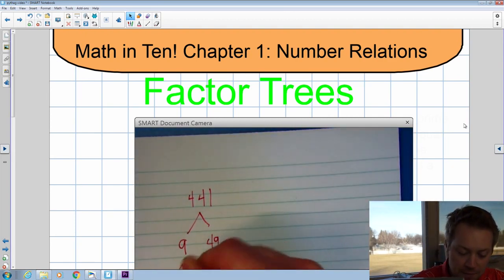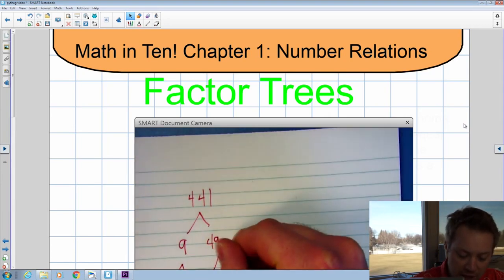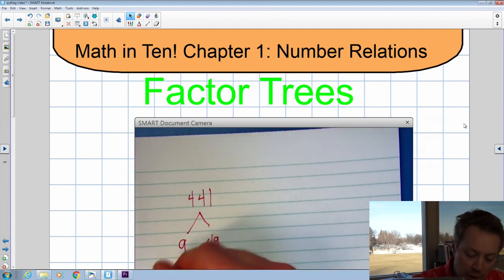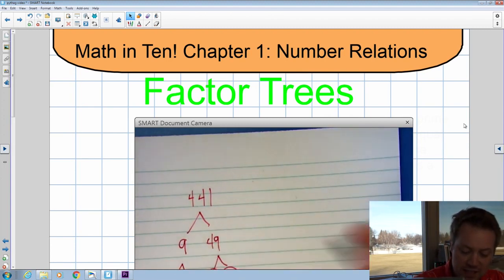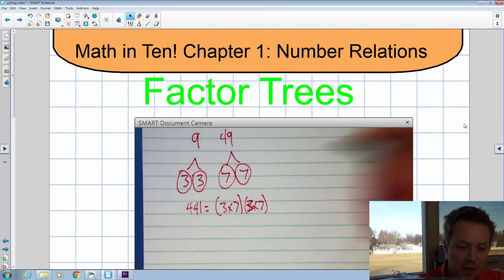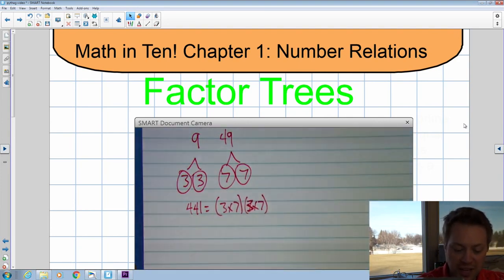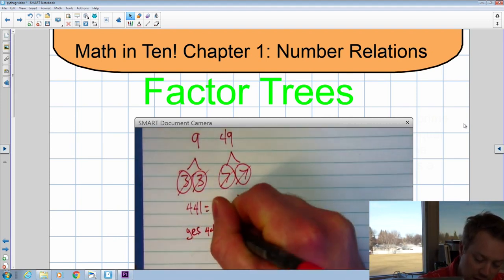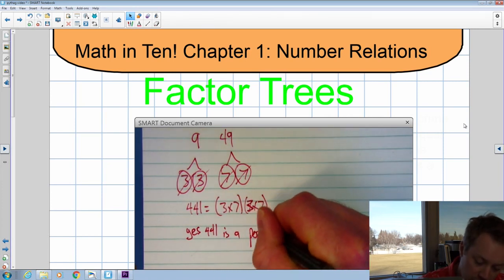Now, neither of those are prime numbers, so I can keep breaking them down. 9 breaks into 3 and 3. 49 breaks down into 7 and 7. So those are all prime numbers. I'm going to circle them. And this one's easy because I can just take 441 and make it equal to a 3 times a 7. That's my first group. And a 3 times a 7 in my second group. So because those two groups are the exact same and I've used all 4 of my prime factors, I can say that yes, 441 is a perfect square.